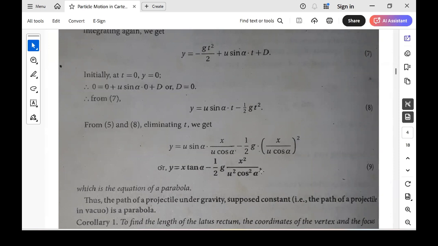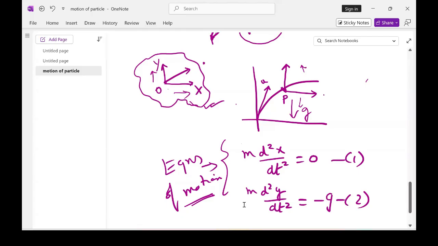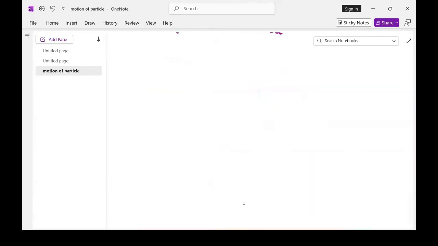Now look at this equation a bit carefully, what you are getting. y equals, let me simplify it, what they are trying to say. y equals some ax minus x square, right? Let me take it out again.